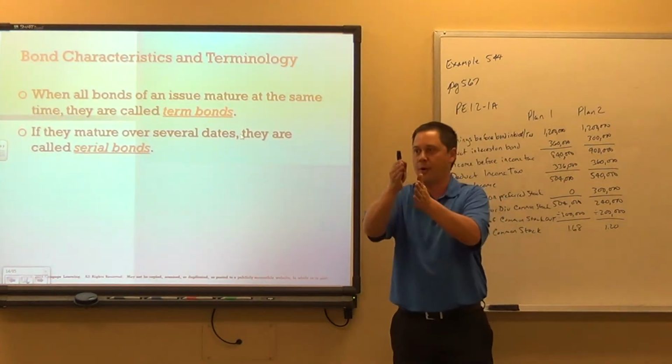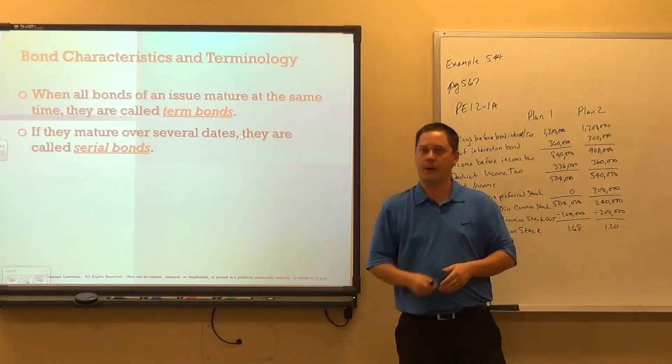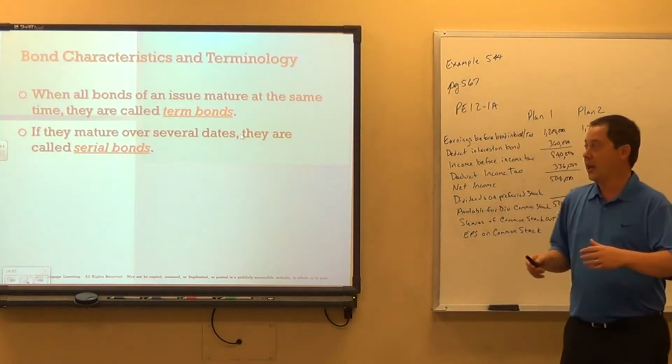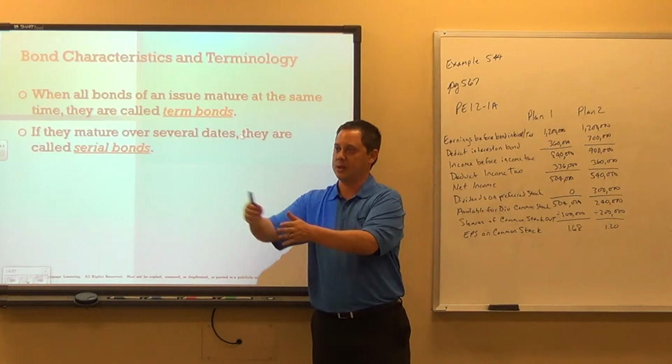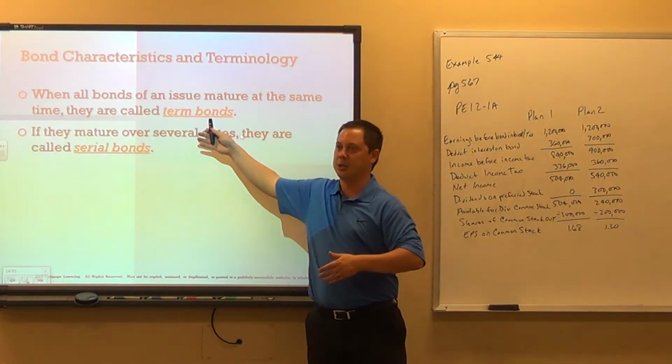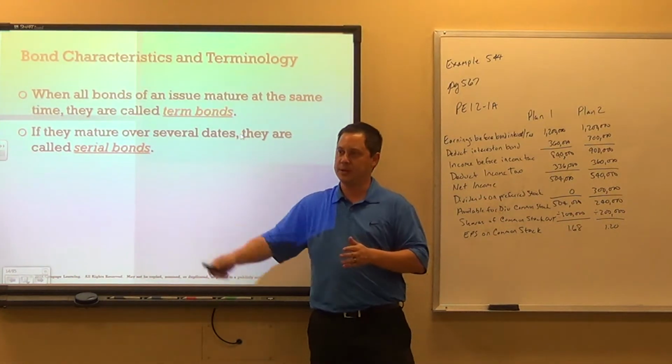And what they call that is serial bonds, because over time, different times they may come up. A lot of companies may spread them out because maybe you don't want to have to pay all the debts at once. So that's maybe why they use serial. But if it's not too many, they feel comfortable with that, they may just do a term bond.